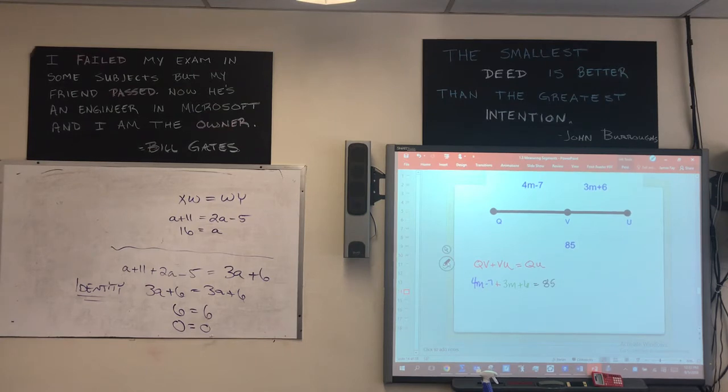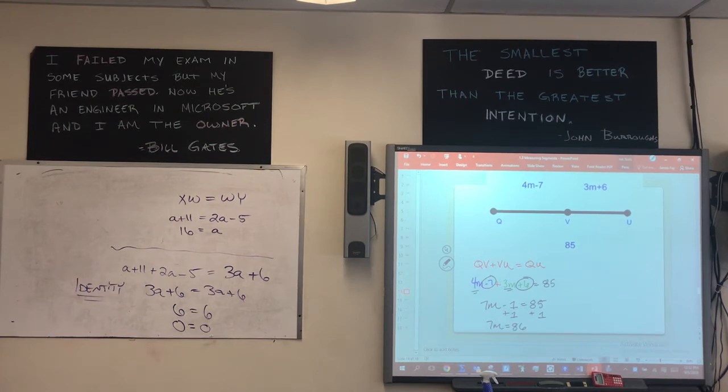So when we work through this, how many m's do we have up there? 7 m's, right? So we're going to add those together. I'm going to add my constants together. That gives me -1. And that should give me 85 as a total, right? Okay. I'm going to add 1 to both sides. So it gives me 7m is equal to 86.